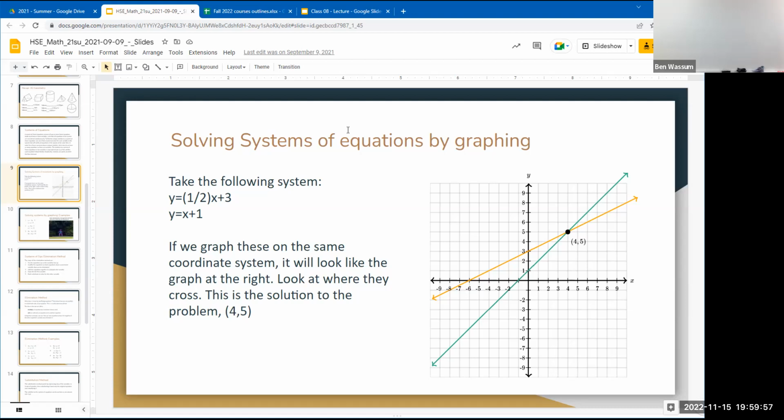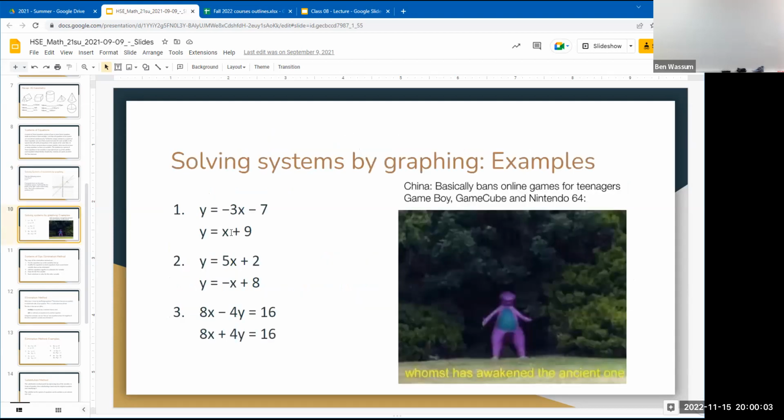Now, I'm not going to go over examples on this. I do remember this funky meme.